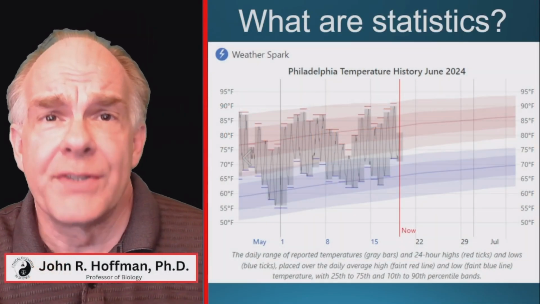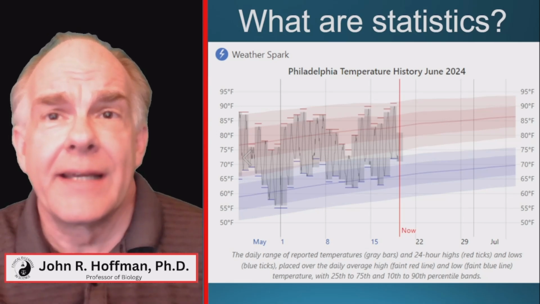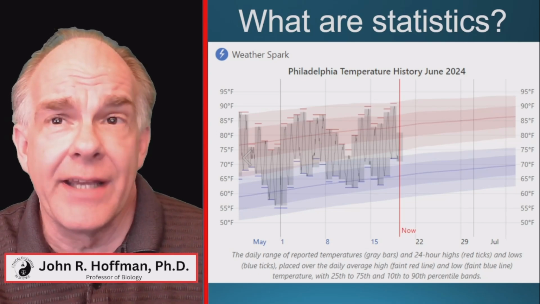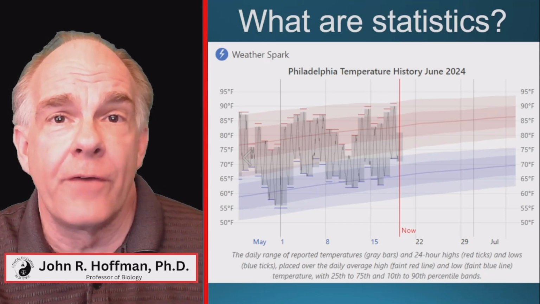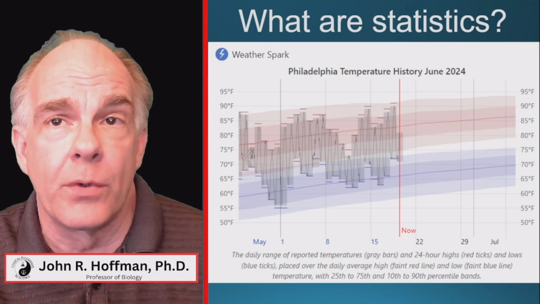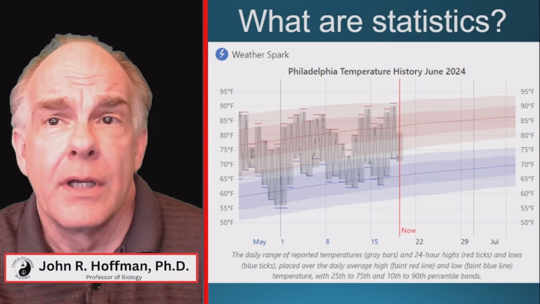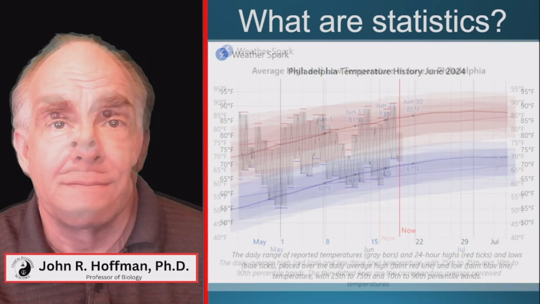So what are statistics? Statistics are mathematical models that concisely and hopefully accurately summarize a set of observations or data. In this graph, we see the daily high and low temperatures in Philadelphia for May and June 2024. Sometimes the days and nights are hotter, and sometimes they're colder. But how can we explain the change in temperature as we go into summer?